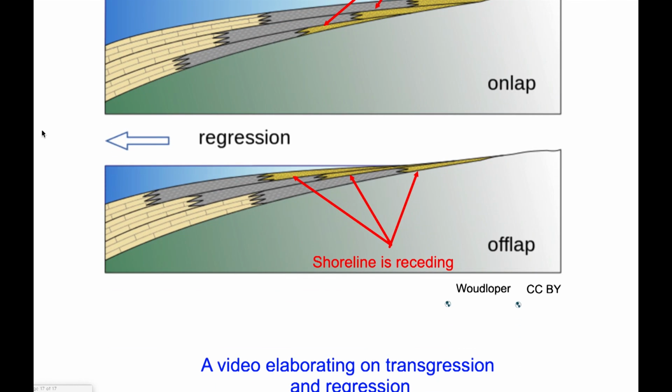Regression is when the shoreline is receding over time. So if we look at newer and newer layers of rock, let's say we just look at the sandstone, it is further out, telling you that the shoreline is decreasing over time. And that's it.